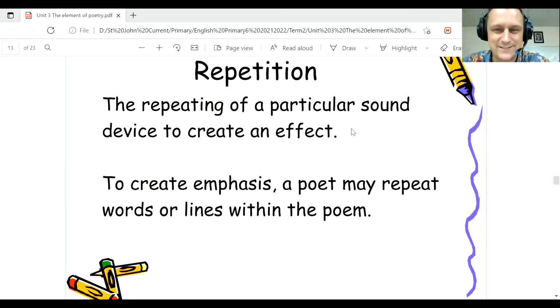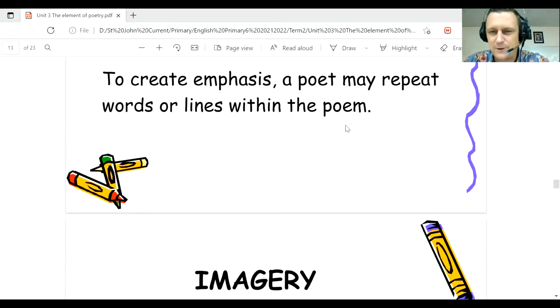Okay, repetition. Repetition is what you really hate, when you always have to do the same job again and again, until you feel like a robot or somebody who is grinding in Minecraft. Oh, anyways, you love Minecraft and you love repetition in Minecraft, so maybe you do love repetition. Good. In poetry you have repetition too: the repeating of a particular sound device to create an effect. It sometimes just means repeating the same words. Well, why do you repeat the same words?